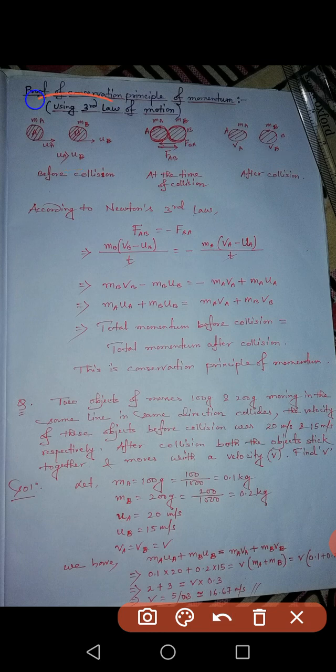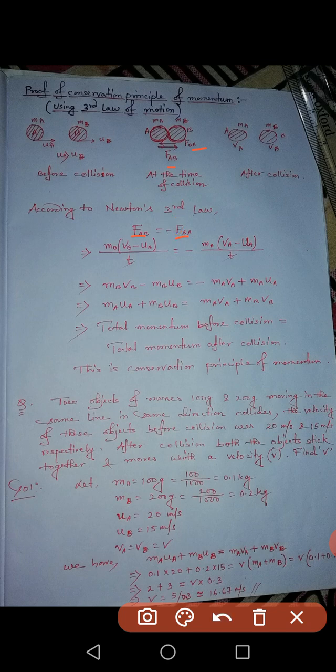Three cases are there: before collision, at the time of collision, and after collision. At the time of collision two forces will be applied. One is the force exerted by A on B, another is the force exerted by B on A. So FBA means the force exerted by B on A, and FAB is the force exerted by A on B. If one is the action, the other is the reaction. According to Newton's third law, action and reaction are equal and opposite, so that is why there is a negative sign.